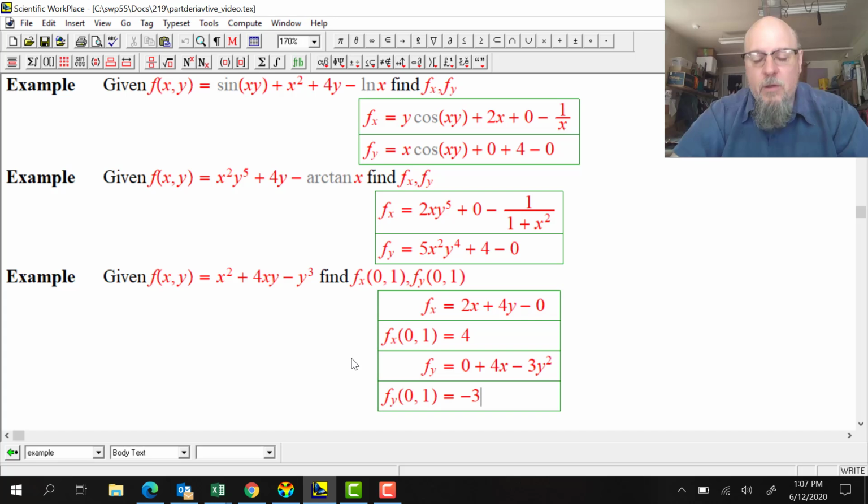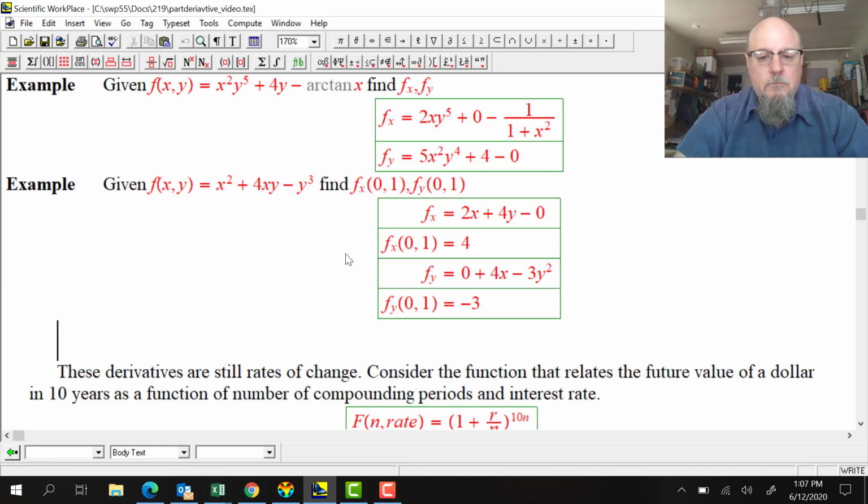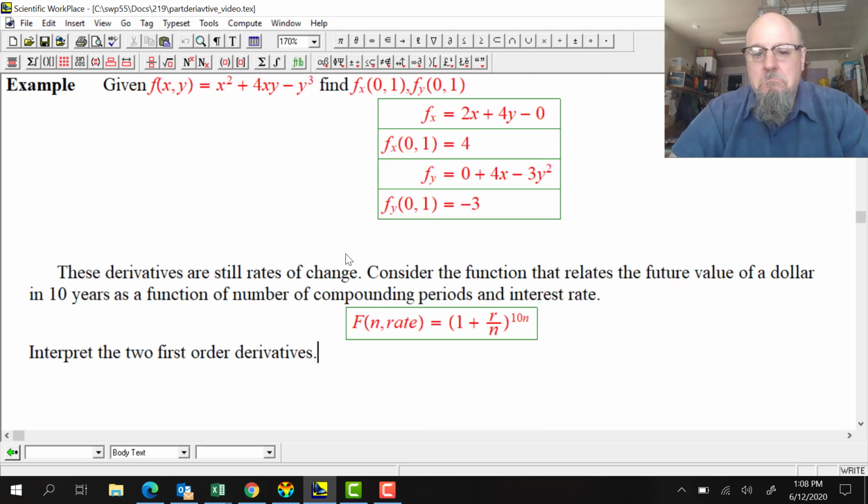All right, so taking the derivatives, one of the main things I want to say with this example is, with this notation, the final answer is a number, whereas with this notation, just f sub x, the final answer is a formula. These derivatives are rates of change. We've seen them as slopes on a 3D graph. Let's do an actual example to get some idea of what they mean practically. How is this useful for us in real life?